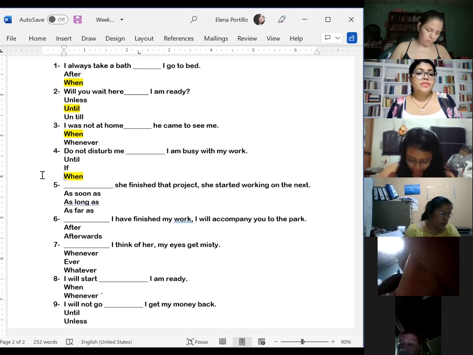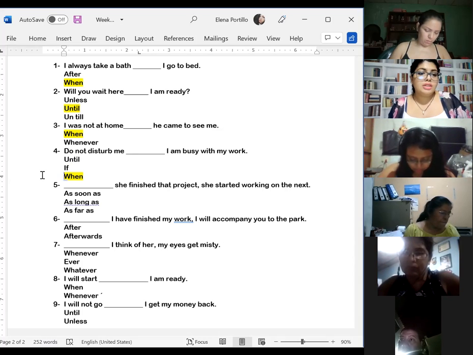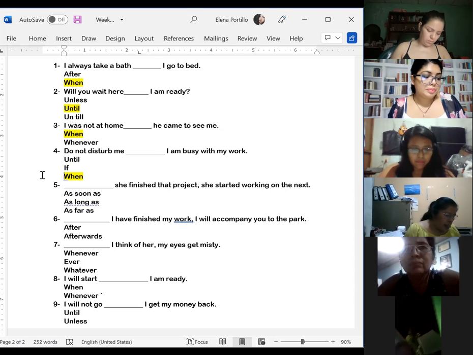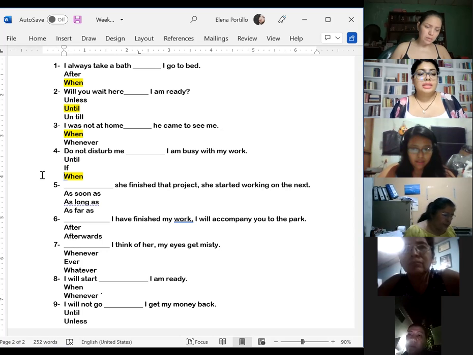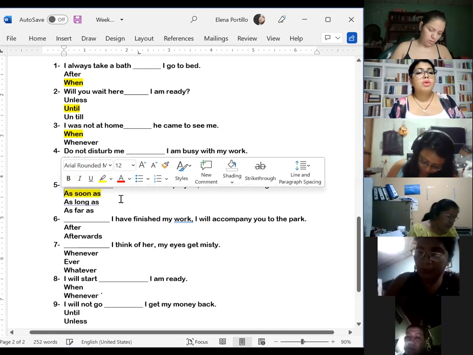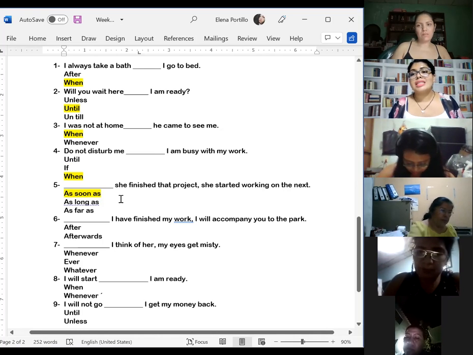Number five: she finished that project. She started working on the next. As soon as, long as, far as? As soon as. Good, as soon as. Tan pronto como ella terminó ese proyecto, comenzó a trabajar en el siguiente.